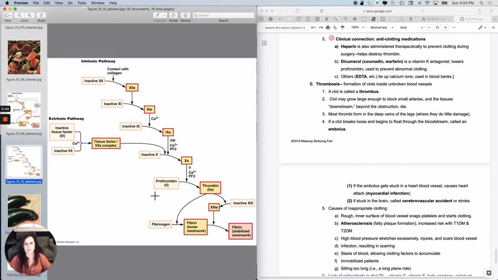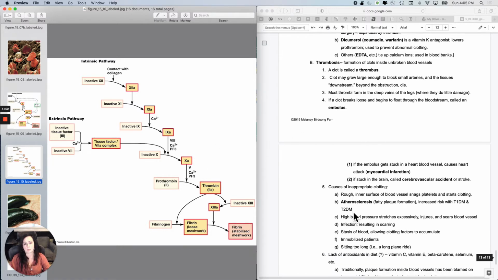The question comes up, like, if I donate blood, how does my blood not just clot in the bag? Well, if you can tie up the calcium ions, then you couldn't do the extrinsic pathway, and you couldn't do the intrinsic pathway, and you couldn't do the common pathway. So if you have a chemical that will tie up calcium ions, it will stop clotting from occurring. And one of those that they use to do that is EDTA. I don't know what they use in blood banks currently, but okay.